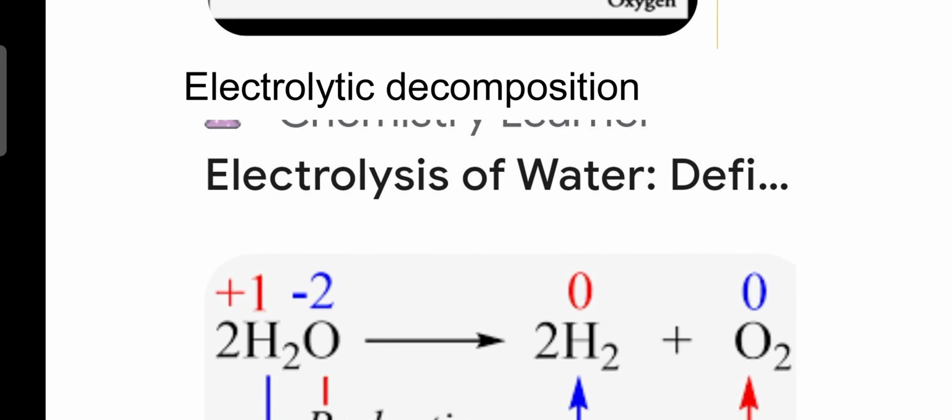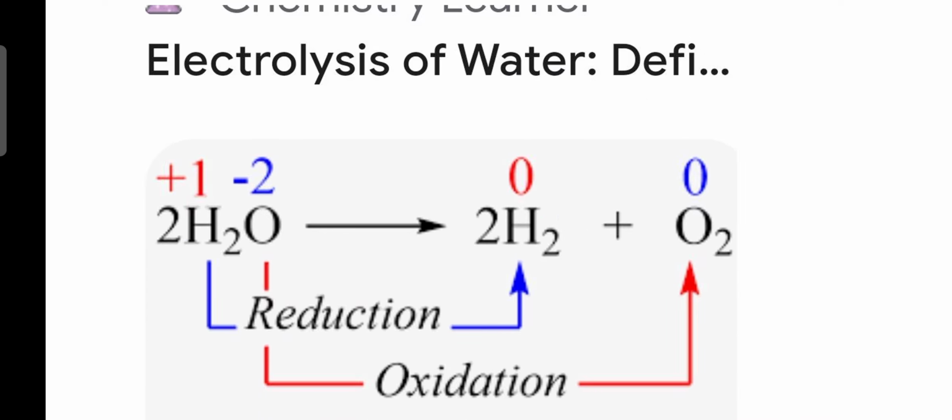Second reaction is electrolytic decomposition. It is also called as electrolysis of water. Water breaks into hydrogen and oxygen. 2H2O gives 2H2 plus O2. It is an example of even the redox reaction. Redox means reduction and oxidation together.